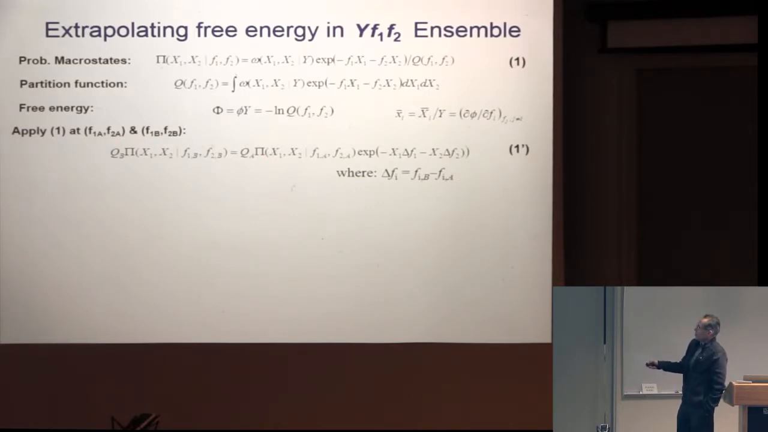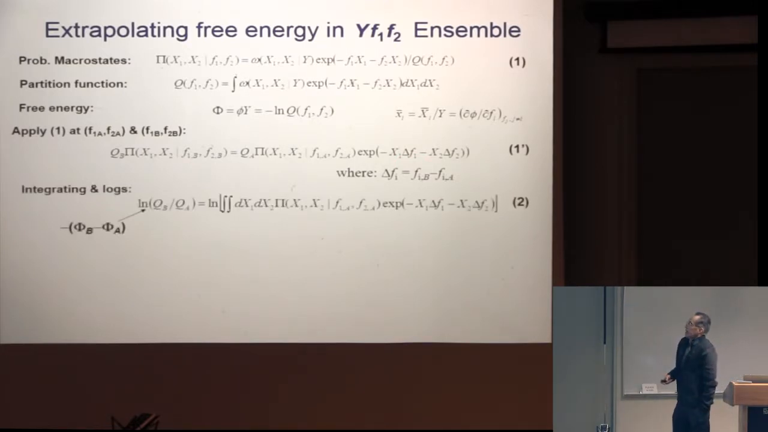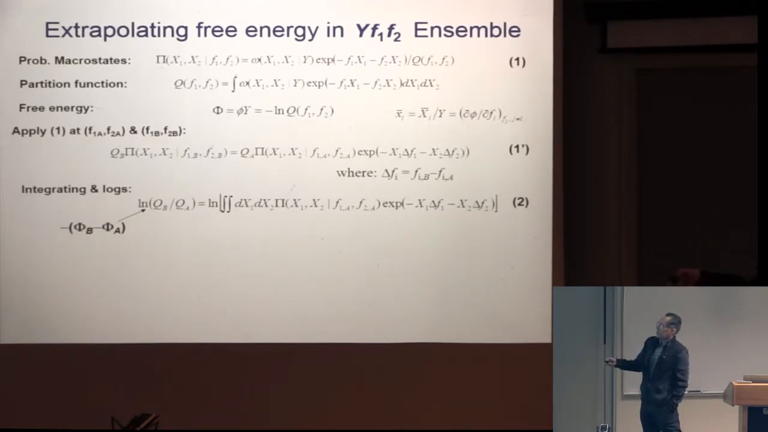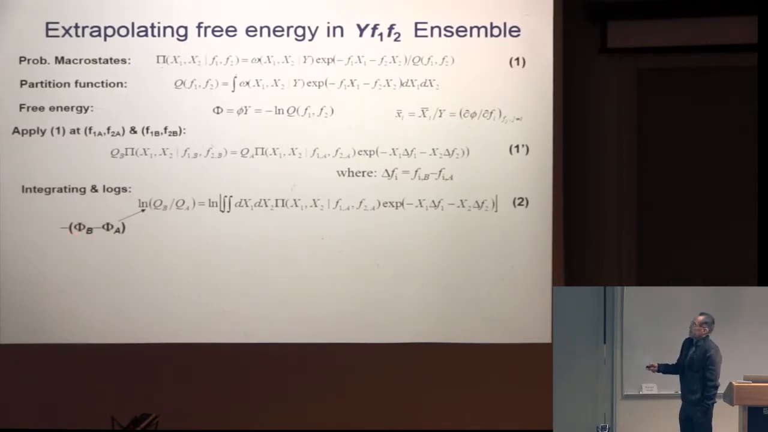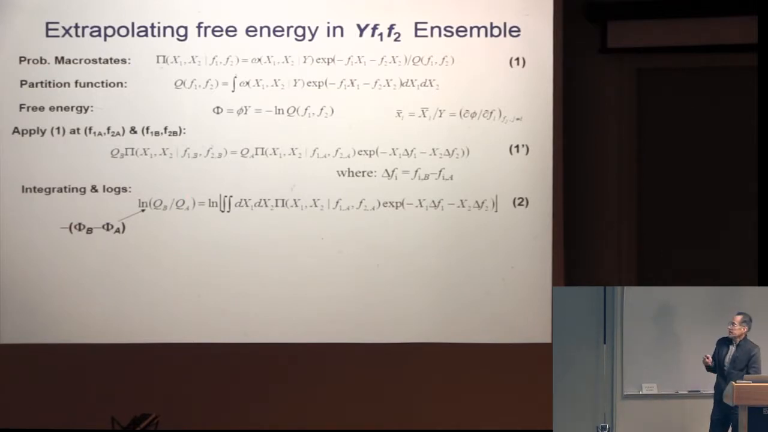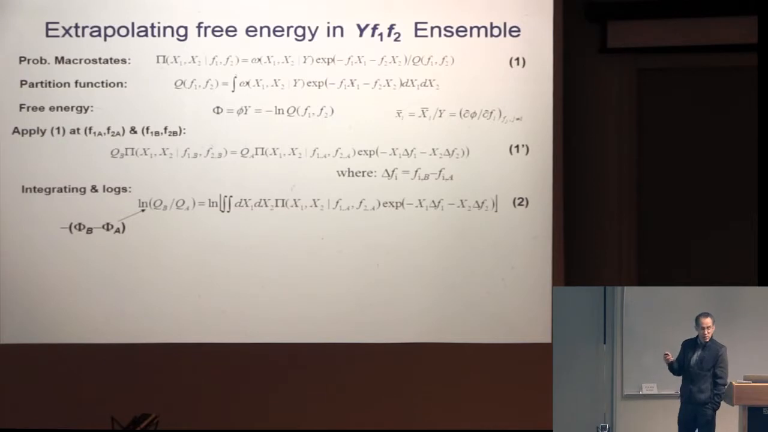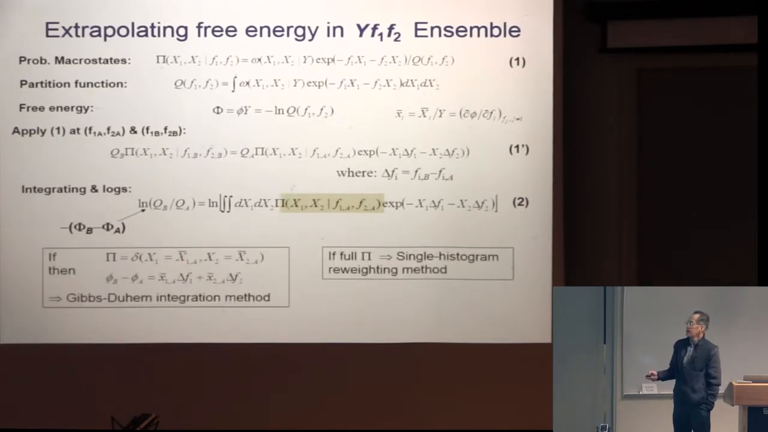I put all the exponentials on one side. That's why now you have these delta F's, which are just the difference of F between B and A. If I integrate and take logarithms, you will see that from this ratio I can get phi, because that's the definition of the free energy. Basically I just need to worry about this object. Now if you assume that this pi function, this probability of macro states, is a delta function, then this basically reduces to an expression that gives rise to the Gibbs-Duhem method that I showed you before. While if I use pi as a full histogram collected from simulations, then I have basically the single histogram reweighting method. Because I told you, these two methods have some issues.